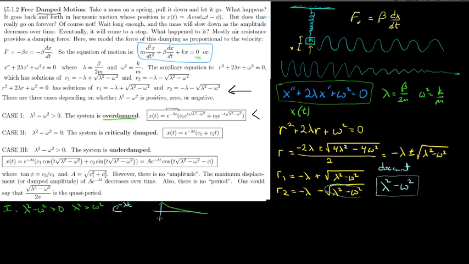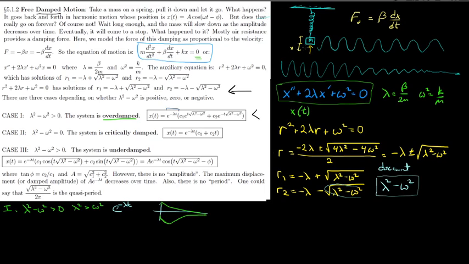If you have an initial displacement, it just tapers off to 0. Or if you have an initial velocity, say you pull it downward, it'll initially go down, but then it'll snap right back up and then quickly dwindle to 0. So there's no oscillatory motion, no back and forth periodic motion at all here. That's what happens when you're overdamped.